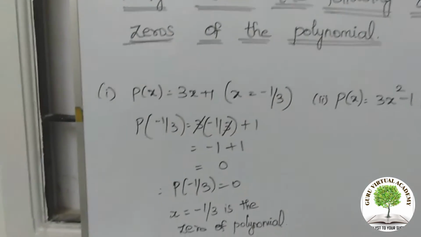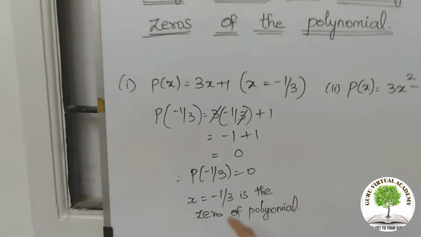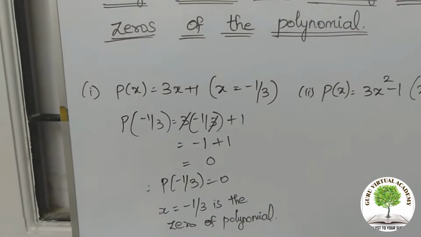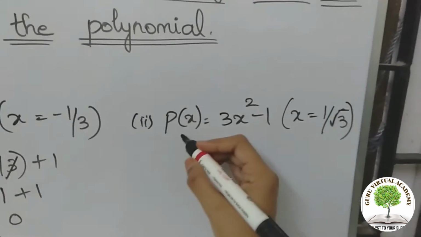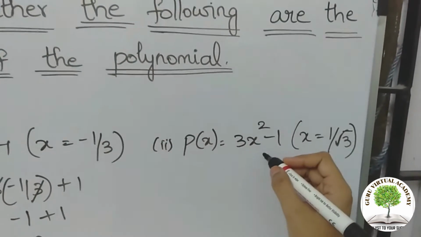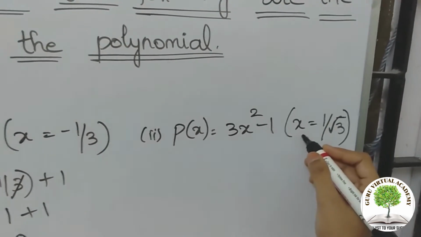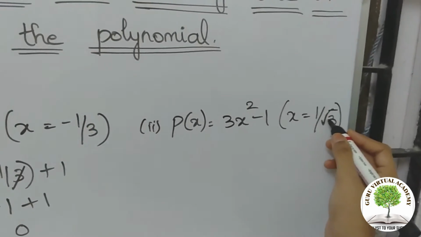So since we have got the resultant to be 0, x is equal to minus 1 by 3 is the 0 of the polynomial. So now let us look into the second subdivision. P of x is equal to 3x square minus 1. So x is equal to minus 1 by root 3.